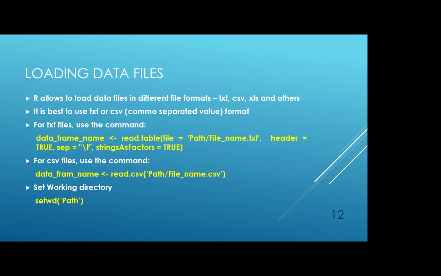So when you give header as true, the first row will not be considered as data. It will be considered as a header. Then the third parameter is what? sep. It is called a separator. If you had seen the text file, the data was separated using tabs. So this \t basically says that the data is separated using a tab.